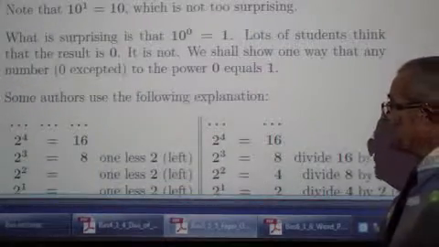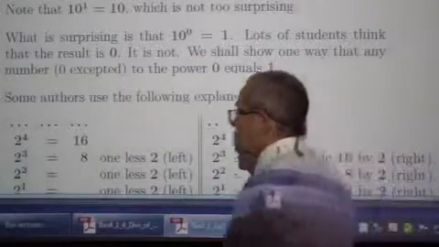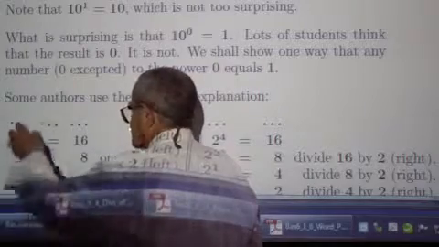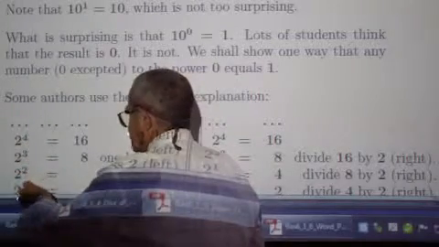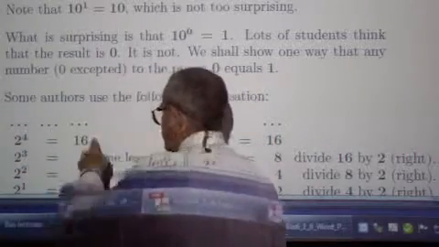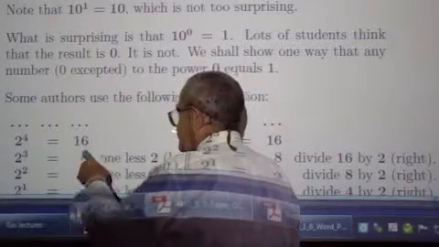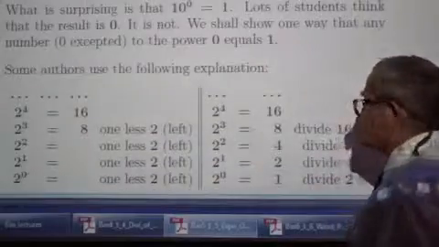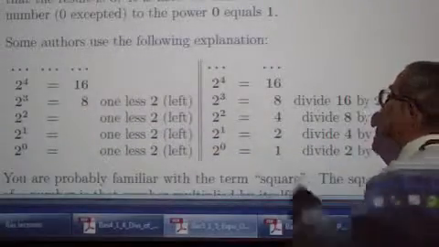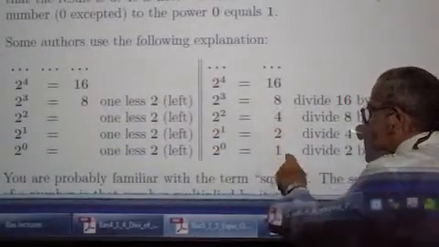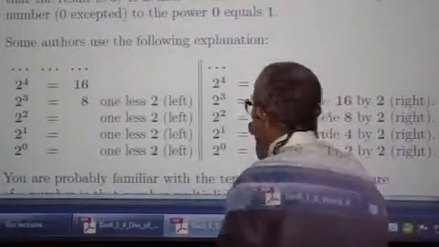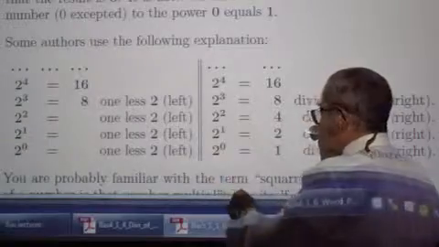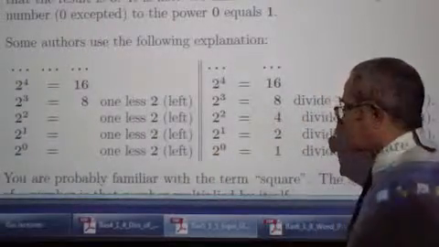Some authors use the following scheme. You have 2 to the 4, which is 16. On the left, you subtract 1 from the exponent each time. And on the right, you divide by 2 each time. So when you divide by 2, you get 16, 8, 4, 2, 1. And when you take 1 from the exponent, you get 4, 3, 2, 1, 0. 2 to the 0 is 1.